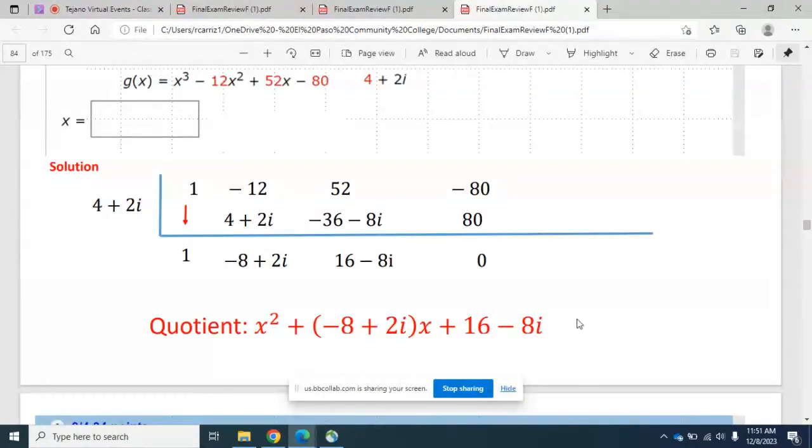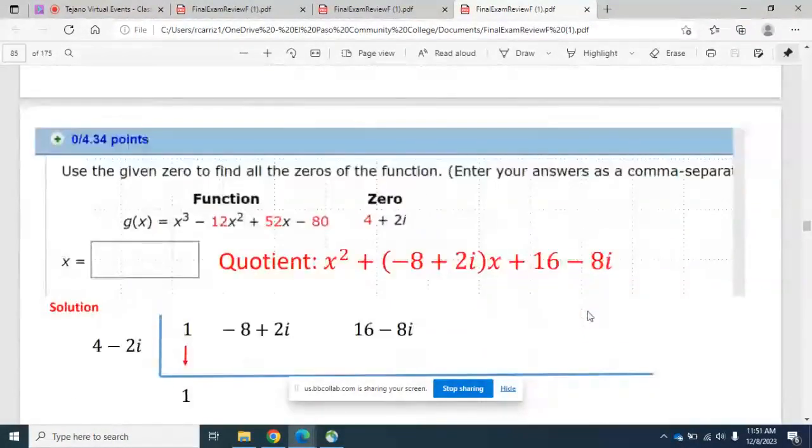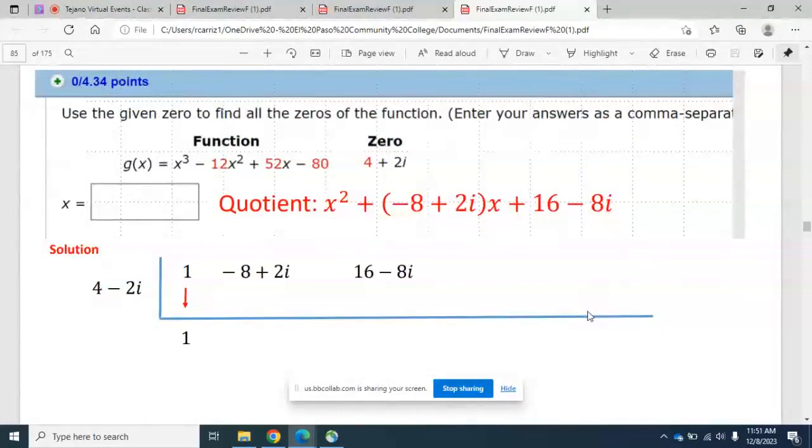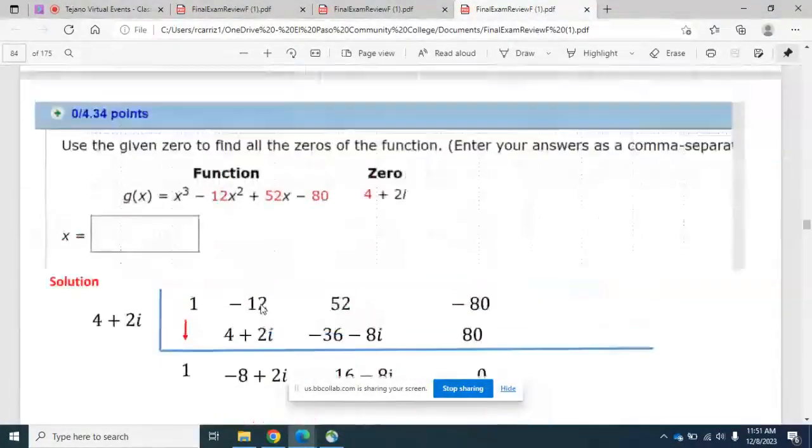But this is a little difficult to work with. So what we can do is let's go ahead and divide again. Let's go ahead and use our synthetic division. So if we can simplify this even further, maybe we can get rid of our imaginary numbers, or our complex numbers, to make this problem more feasible. All right, so let's do synthetic division again. And then my value that I'm dividing by is the 4 minus 2i.